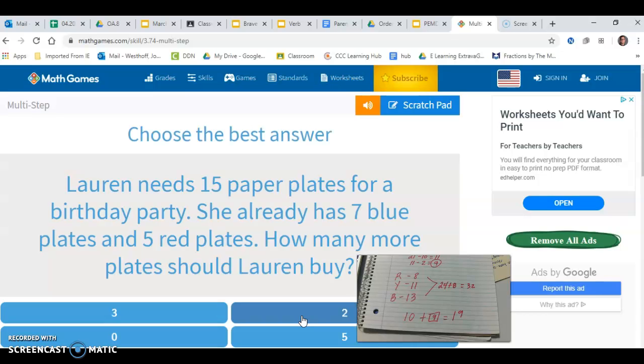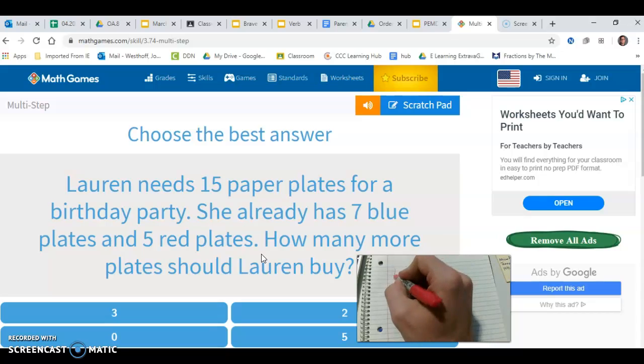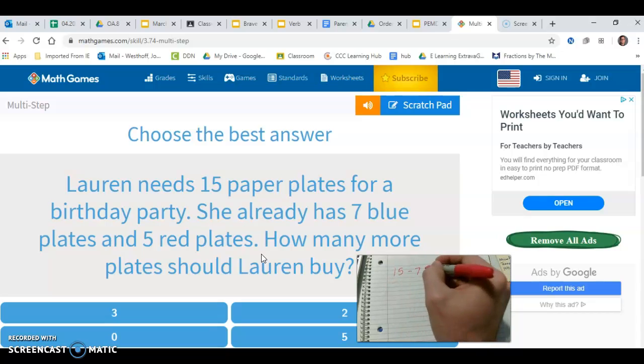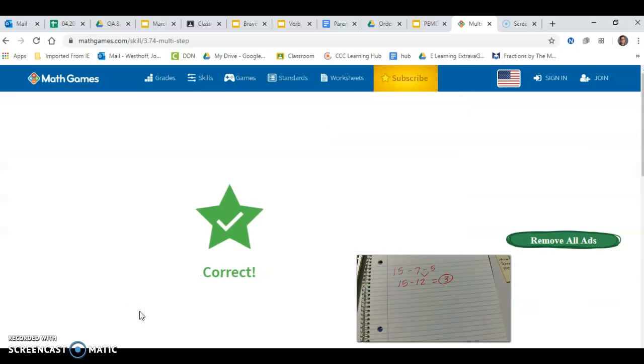Go ahead and pause and solve this one also. Okay. Laura needs 15 paper plates for a birthday party. She already has 7 plates and 5 plates. How many more? This time I'm going to choose to count down. She has 15 minus 7 minus 5. Well, that's 15 minus 12. That's the same there. Equals 3. She only needs to buy 3 more. 3 is an option.